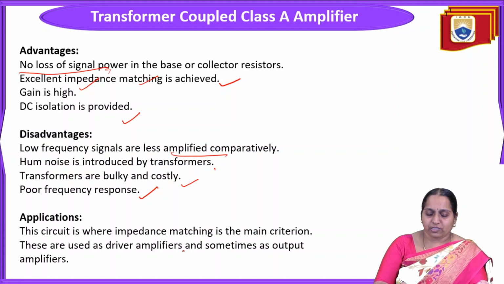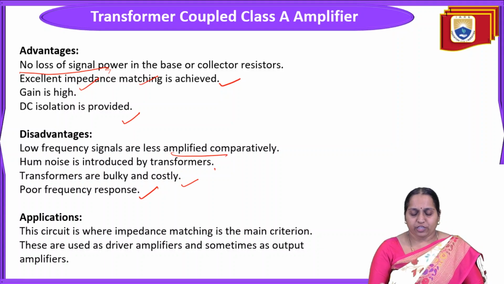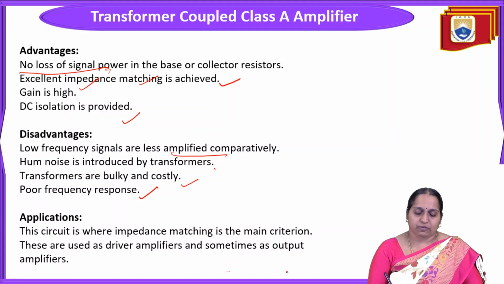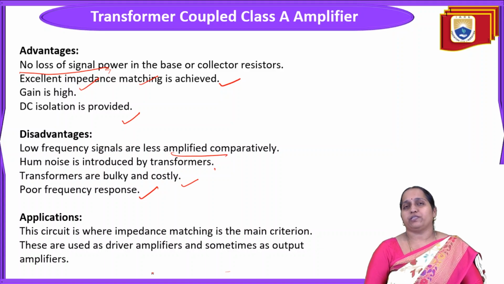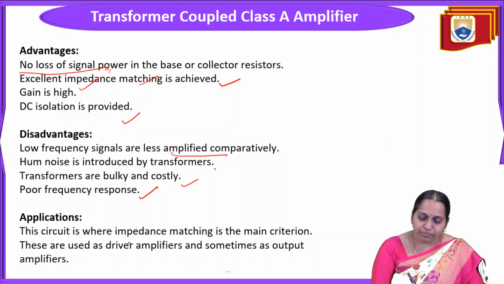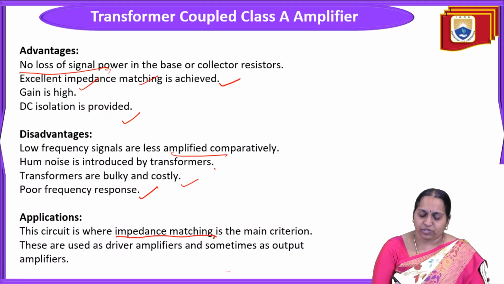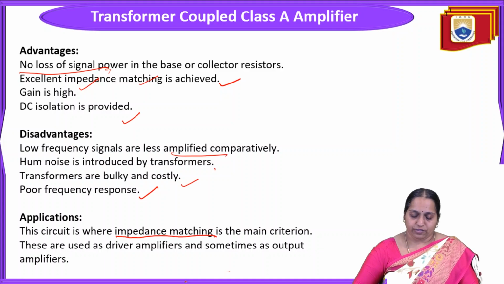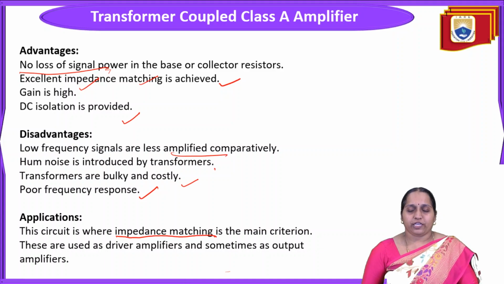Coming to applications, the circuit is used where impedance matching is the main criterion. These are used as driver amplifiers and sometimes as output amplifiers. So transformer coupled class A amplifiers are mainly used where impedance matching is very essential. That is where this is a basic requirement, you go for the transformer coupled class A power amplifier. This is about the transformer coupled class A amplifier.